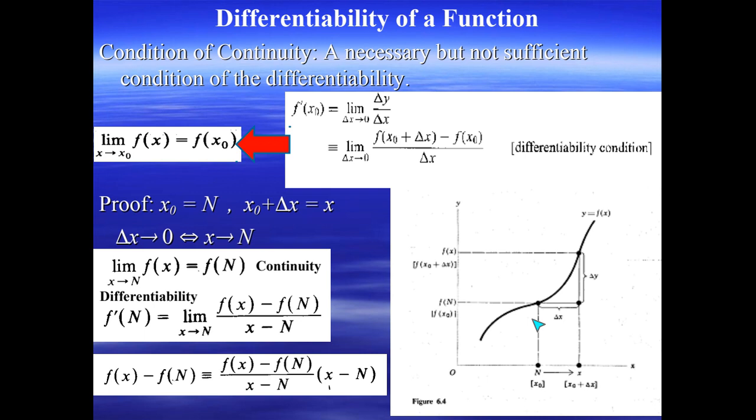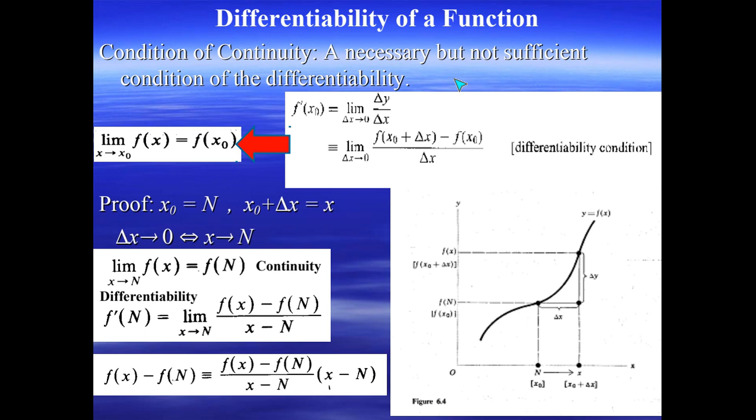It means this: the condition of continuity, that the function is continuous, is a necessary but not sufficient condition of differentiability. Which means if a function is continuous, it's not necessarily differentiable, but it should be continuous first and differentiable afterwards. Any differentiable function is continuous, but not every continuous function is differentiable at every point. So we should be careful about it.